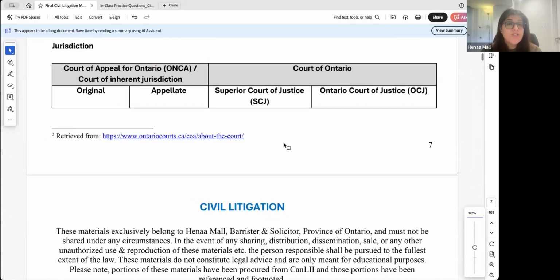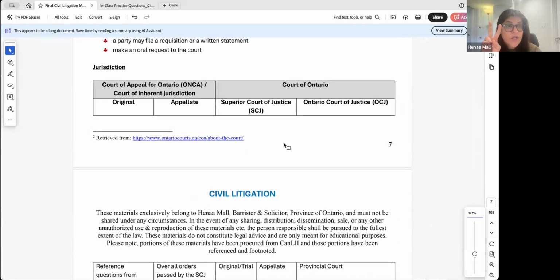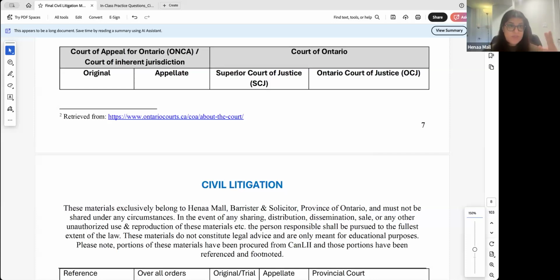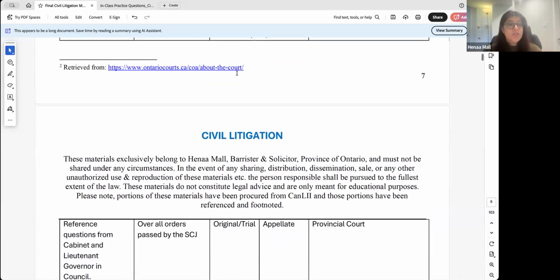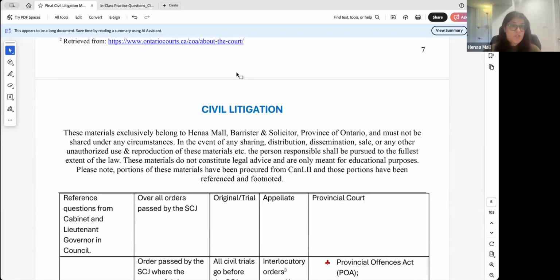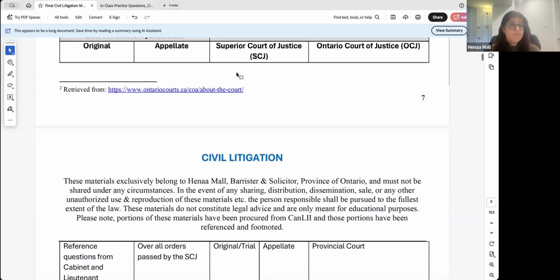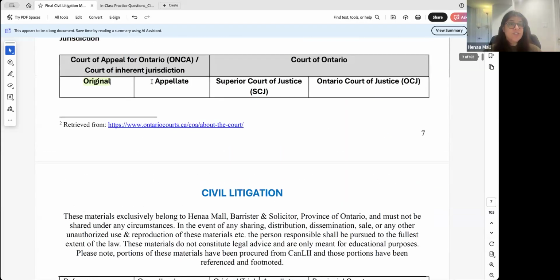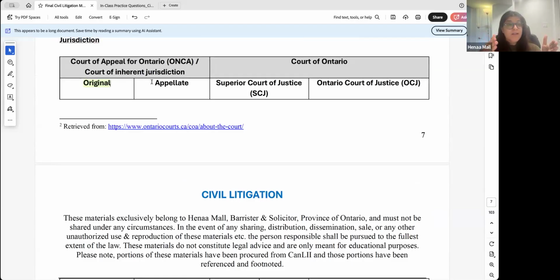Now, when we look at jurisdiction, like I said, we are looking at two types of courts: Court of Appeal and Court of Ontario. When we look at Court of Ontario, they are further subdivided. So, Court of Appeal has two types of jurisdictions: original and appellate. Original jurisdiction, essentially, if there are any reference questions that come from the cabinet or lieutenant governor in council, they are heard here, the court of original jurisdiction.